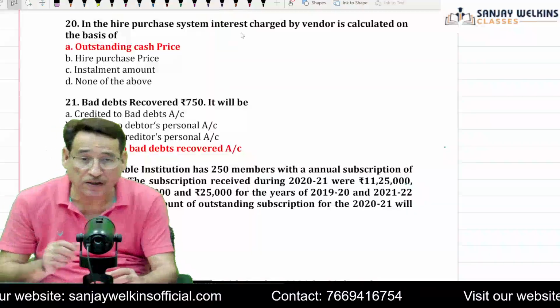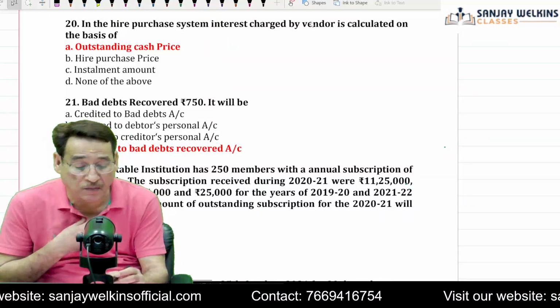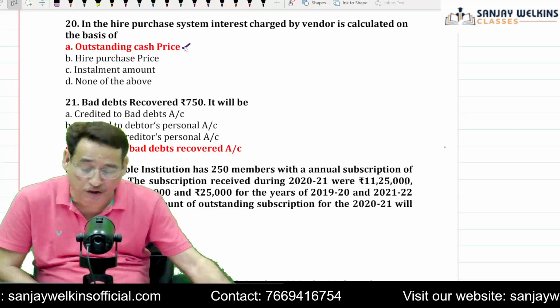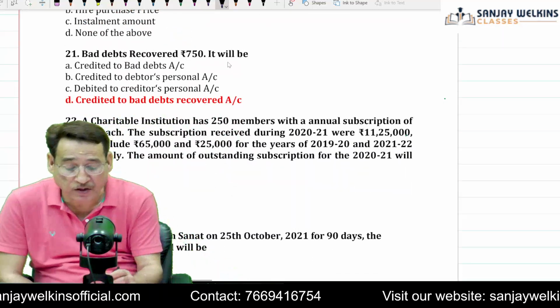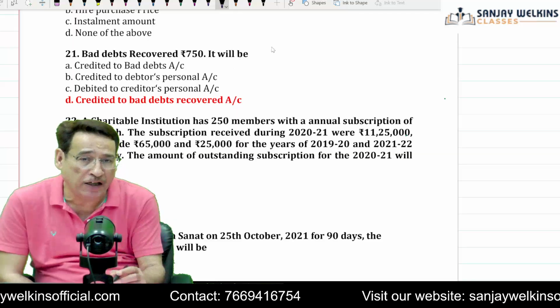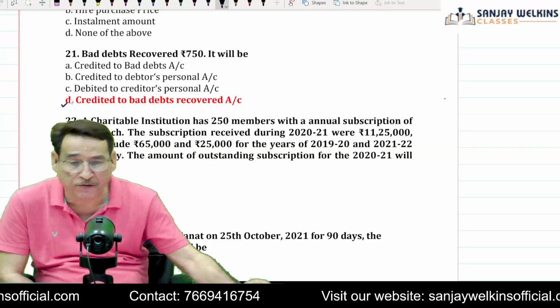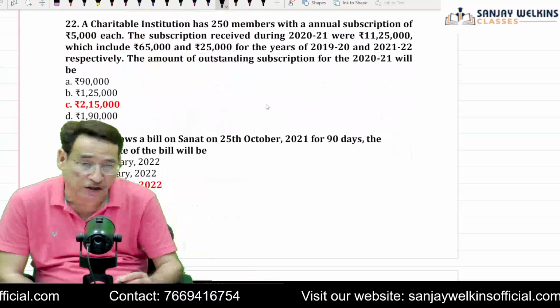In the hire purchase system, interest charged by the vendor is calculated on outstanding cash price. I need not tell you. Bad debts recovered 750. When we recover bad debts, our entry is cash account debit to bad debts recovered account. So your correct answer will be credited to bad debts recovered account.